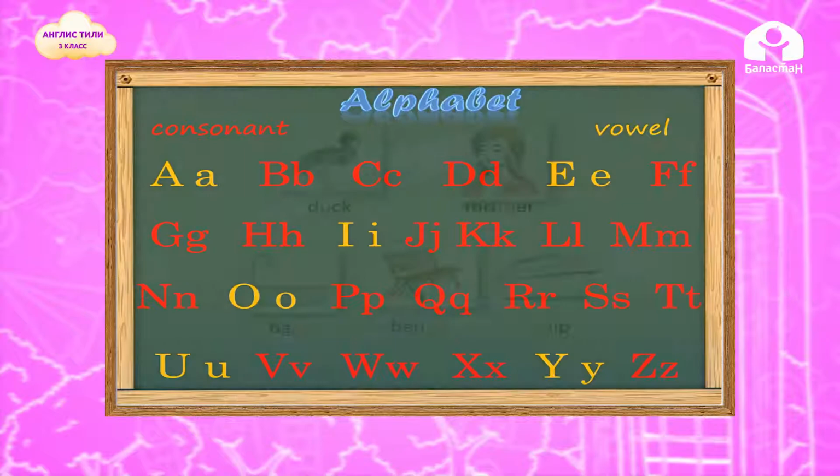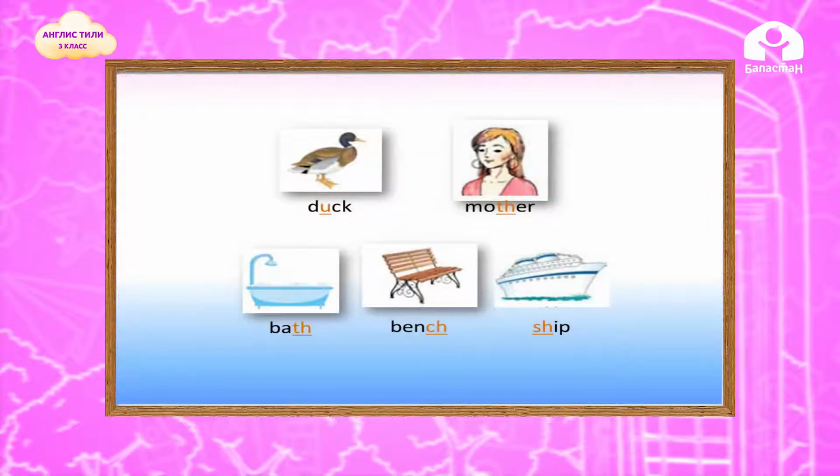Look at the pictures. Duck, letters c, k, sound k. Mother, letters t, h, sound th. Bus, letters t, h, sound th. Bench, letters c, h, sound ch. Ship, letters s, h, sound sh. Repeat the sounds: k, sh, th, s.